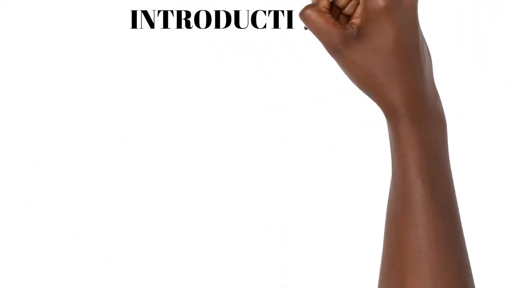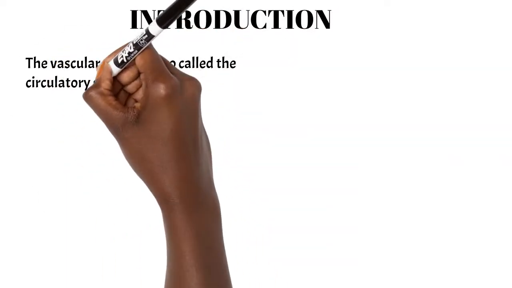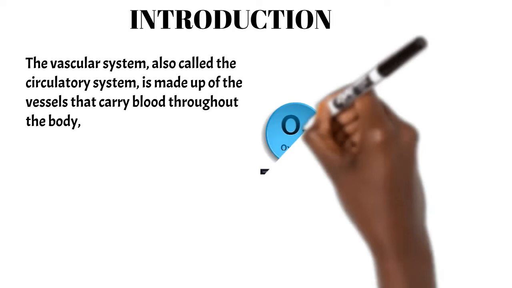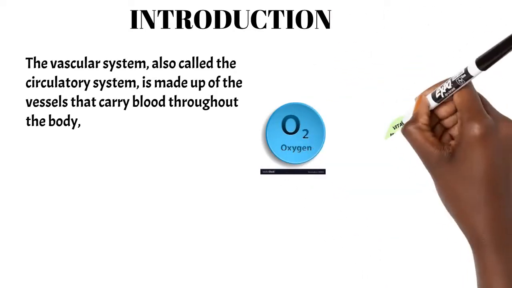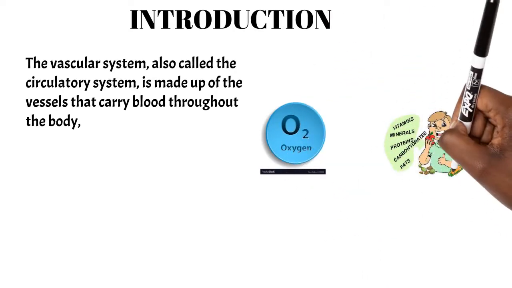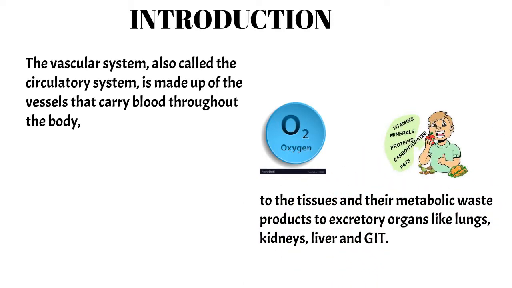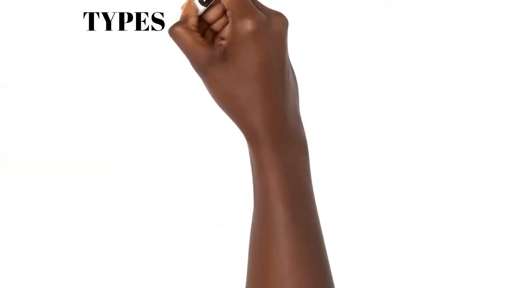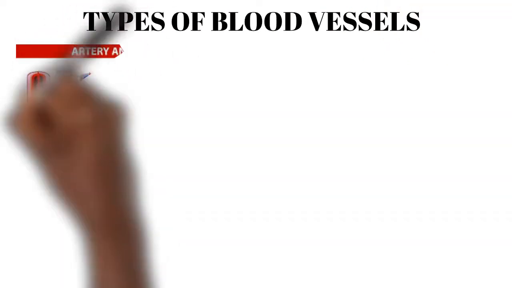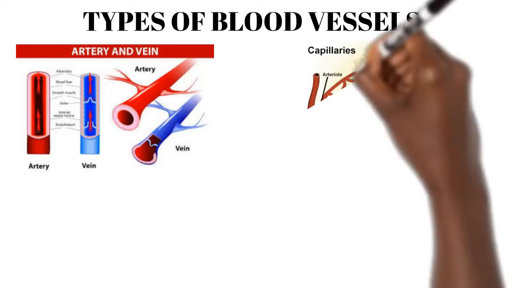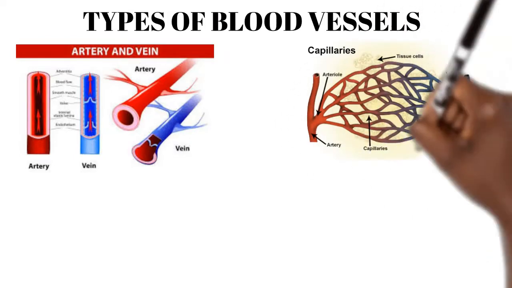So the vascular system, also called the circulatory system, is made up of the vessels that carry blood throughout the body, delivering oxygen and nutrients to the body tissues and taking away waste product. These vessels include arteries, veins, and capillaries.